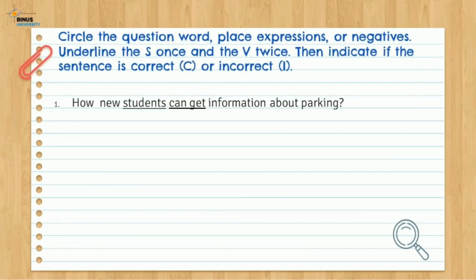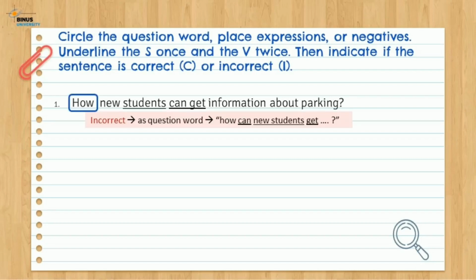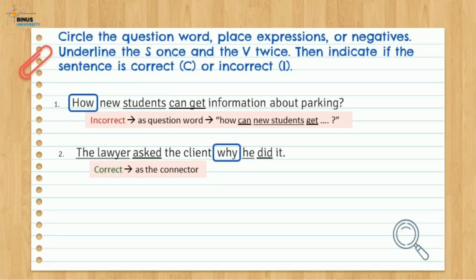Number 1. How new students can get information about parking. Since the question word how functions as a question, the subject and verb must be inverted. So, this sentence is incorrect. Number 2. The lawyer asked the client why he did it. The sentence shows that the question word why acts as the connector of two phrases. Also, the subject and verb are not inverted. So this is correct.